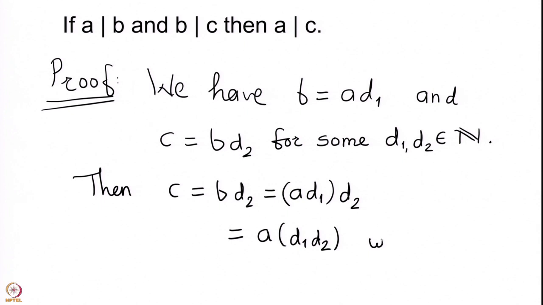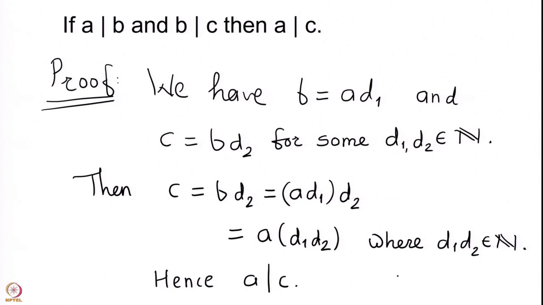And note that d1 d2 being product of two natural numbers is a natural number itself. So, we have written c as a into a natural number, and hence a divides c. So, we have proved that when a divides b and b divides c, then a must divide c. Let's go to the next property.